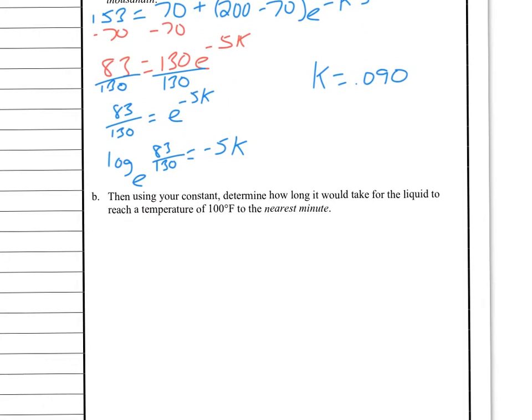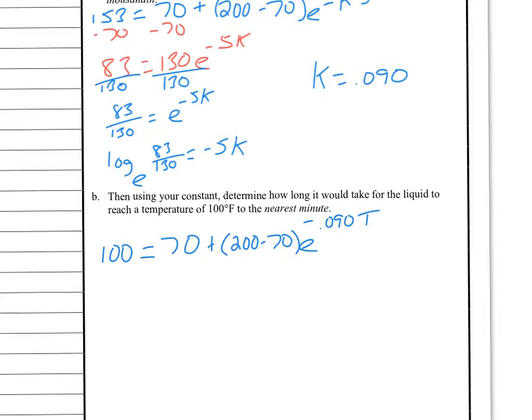So plugging in, we want the temperature to reach 100. Reaching 100 is the temperature after t minutes, the first part of the problem. So our new T value is now going to be 100. It was 153 before, but that was just so we could figure out what k was. So 100 equals the temperature surrounding the liquid. It doesn't appear to have changed. It's still 70, so we're still going to have the 200 minus 70. That didn't change. But what did change is that we're looking for t, and they've now given us k. Now it's supposed to be e raised to the negative k, which is 0.090 times t.